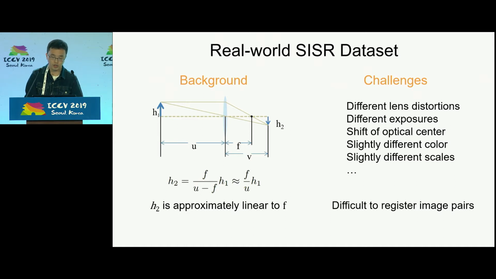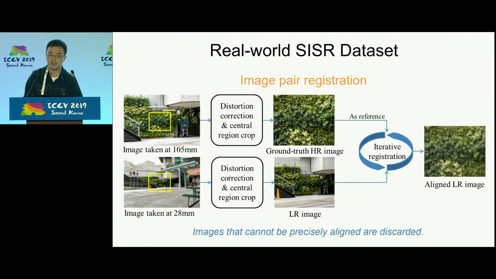To construct the real-world dataset, we use a zoom lens to capture image pairs at different focal lengths. From the equation, it's easy to derive that the image size H2 is approximately linear to F. By increasing F, larger images with finer details can be recorded in the camera sensor. However, the zooming of the lens brings many changes, including the lens distortions, exposure, color, and shift of the optical center. We thus develop an image registration algorithm to progressively align such image pairs to build our dataset.